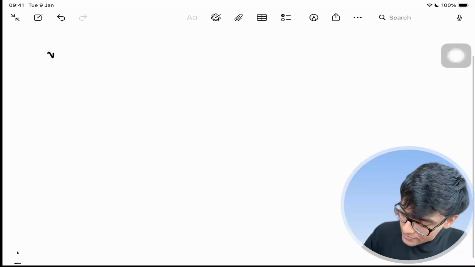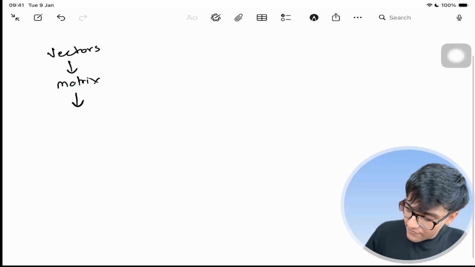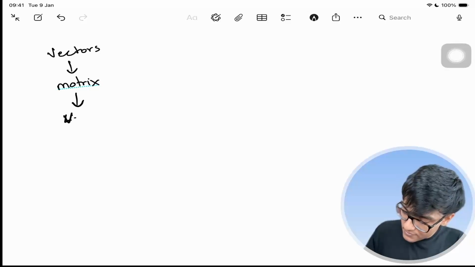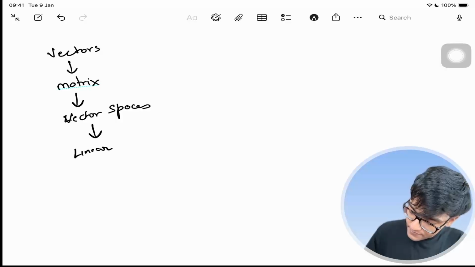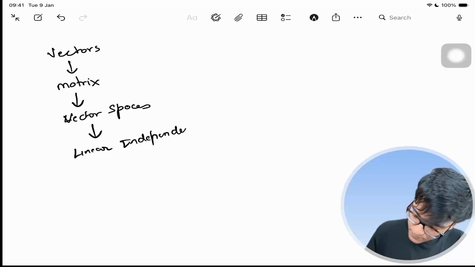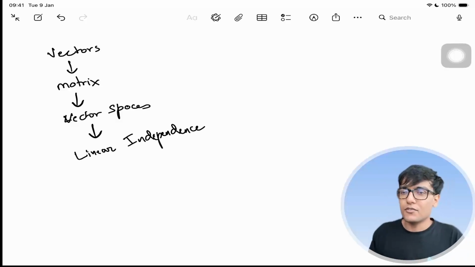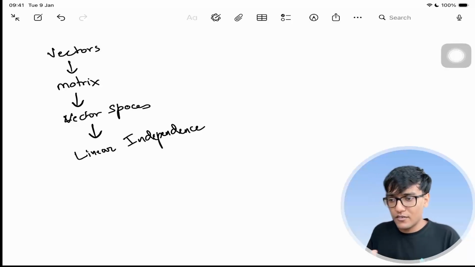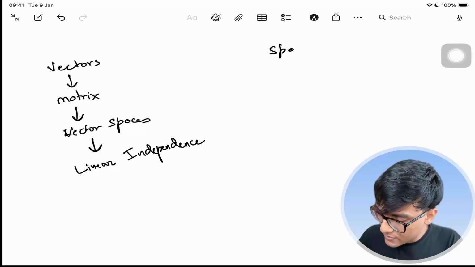We started with vectors. Then we studied matrices. After that, we studied vector spaces. And then we studied linear independence. In the last video, we learned how to identify redundant information through the concept of linear dependence and independence. But what if we remove all redundancy? What if we are left with no redundant information? With that, let's come up with something called span.